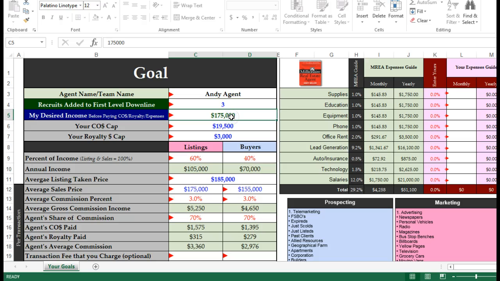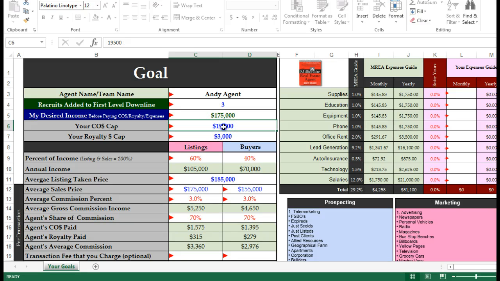The next line in the model is gross income. And this is before paying the company royalties and that sort of thing. And what I'm going to do is just, $175,000 doesn't sound bad, does it? Just as a starting point. And I'll show you once we've done the spreadsheet how you can make adjustments from the bottom up to the top.